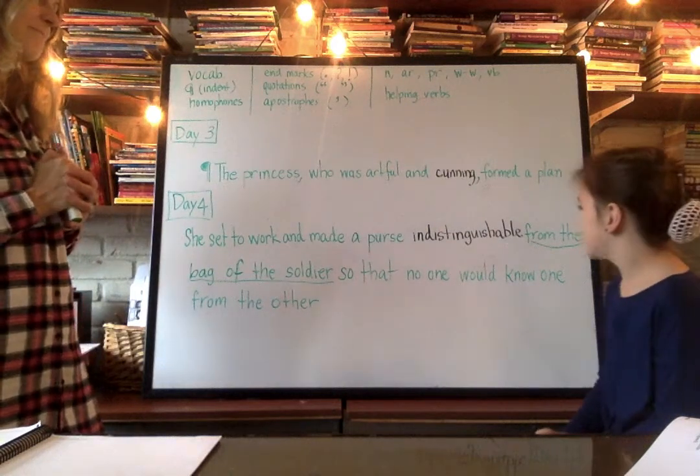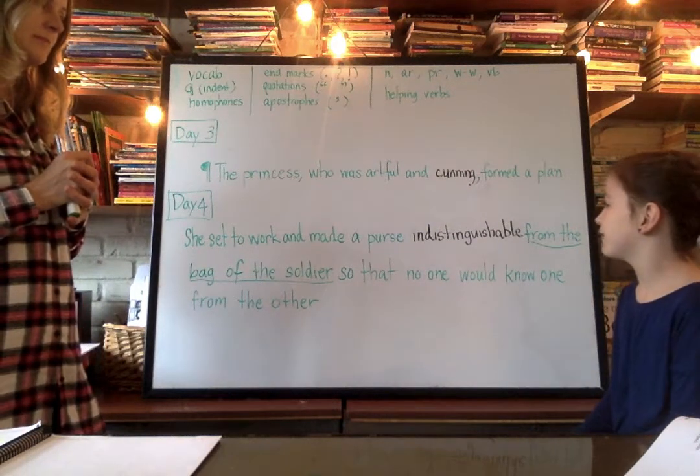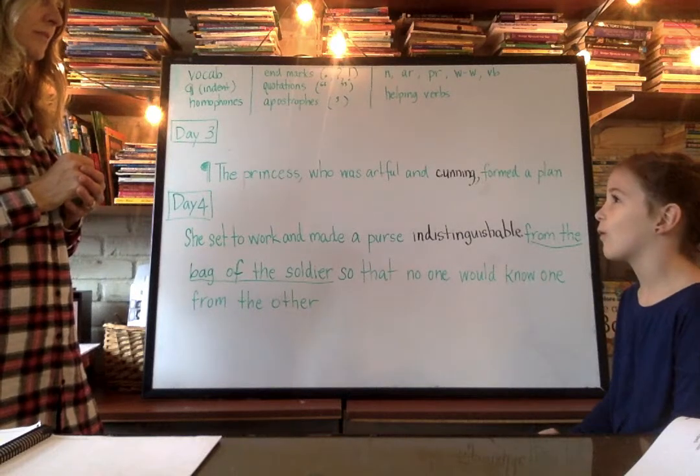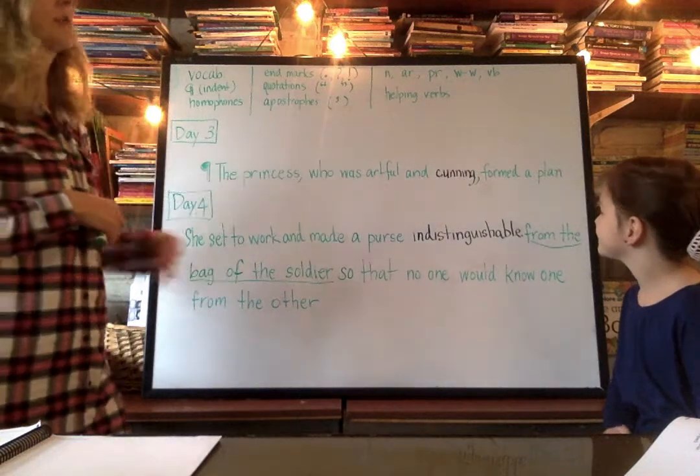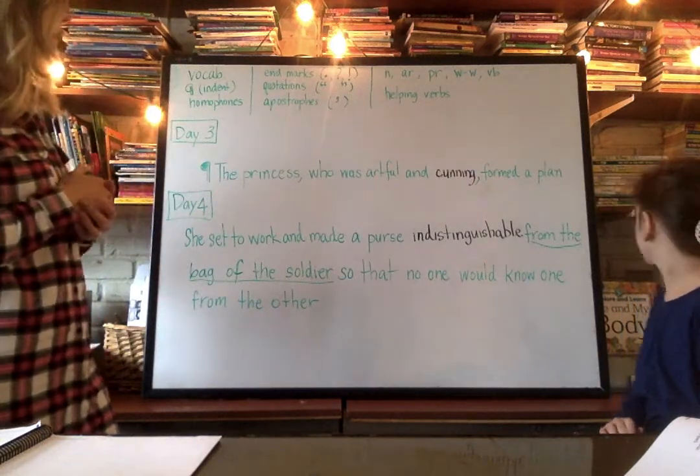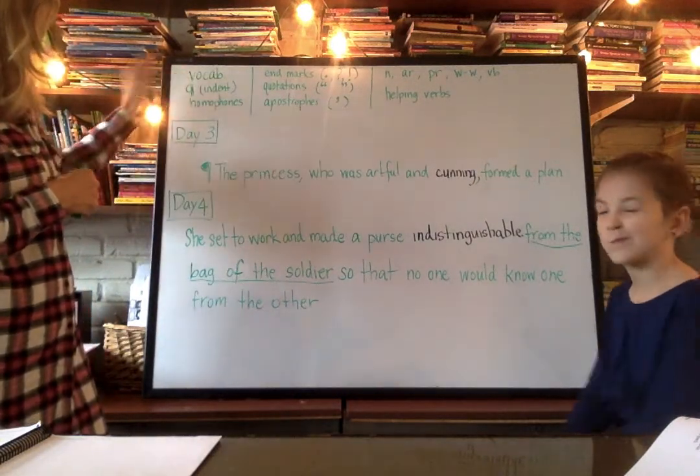And indistinguishable, you have any ideas about what it might mean? Might mean like very identical. Okay, yeah. Look alike, maybe? Okay. So you'll get to look those up at home with your mom, but those are some good guesses about what they might mean. So, vocabulary, we're done.